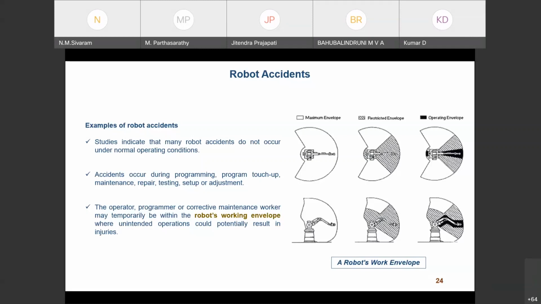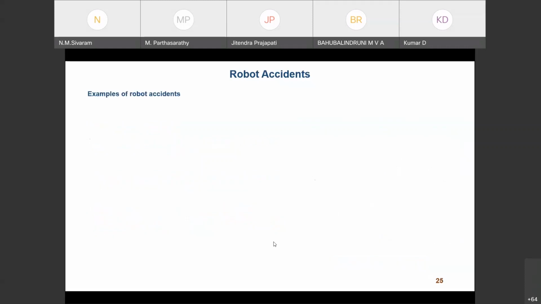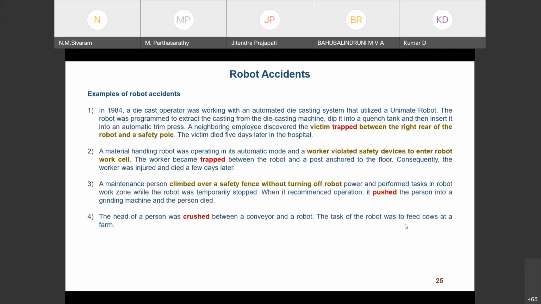Anytime robot accidents can occur, and the area in which they predominantly occur is the robot's working envelope. So you should always be aware of what type of robot you are working with and what the working envelope of that robot is. That is very important to ensure that your robot is safe and that you are safe when working with robots.